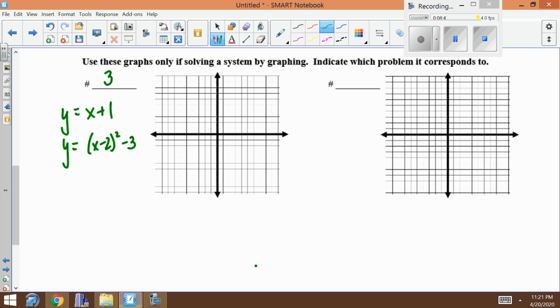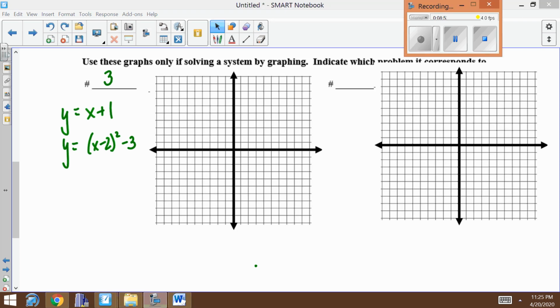I'm going to pause my video really quick and get some better graph paper. It is going to bug me here. Hold on. Okay, and I'm back, and I have some better graph paper here.